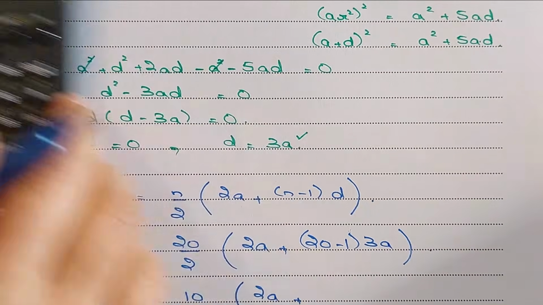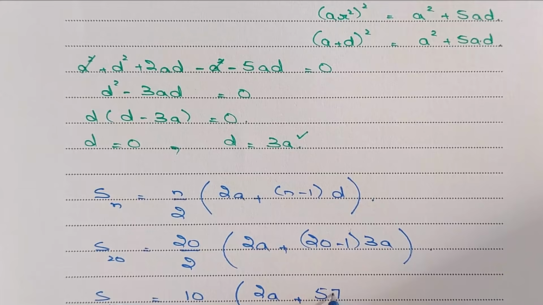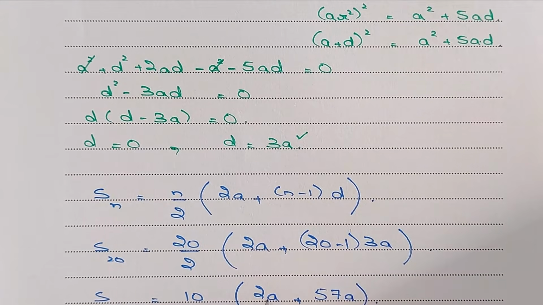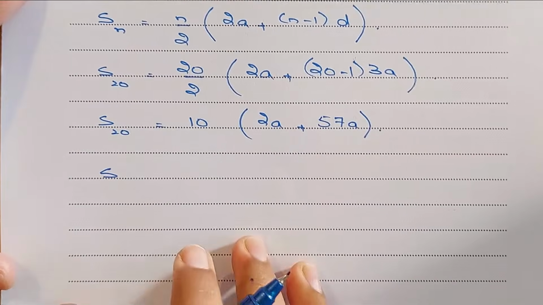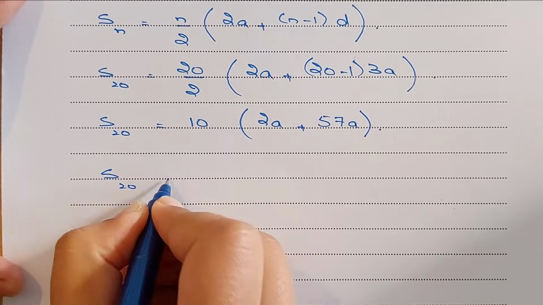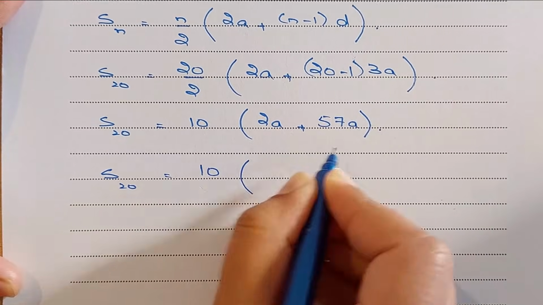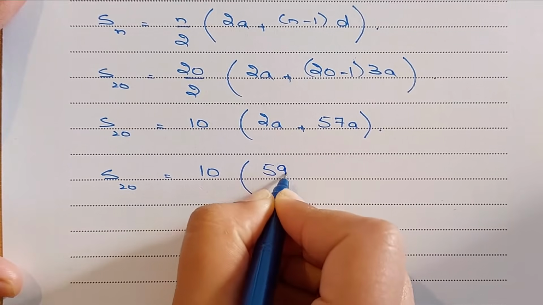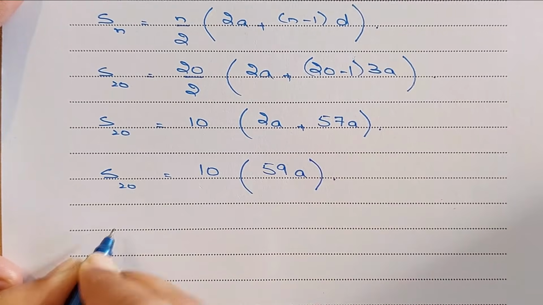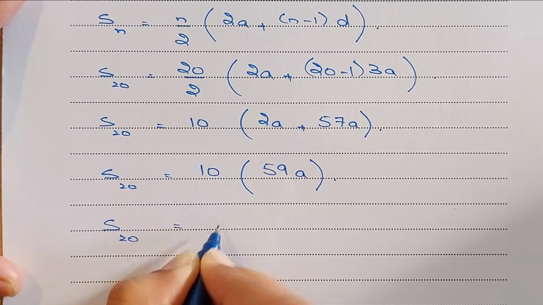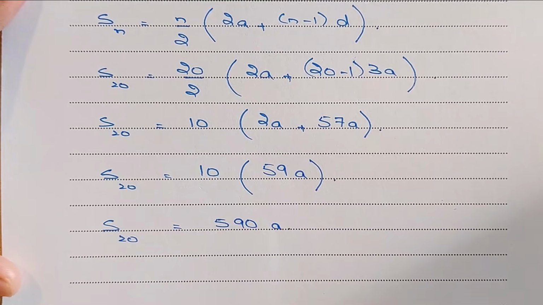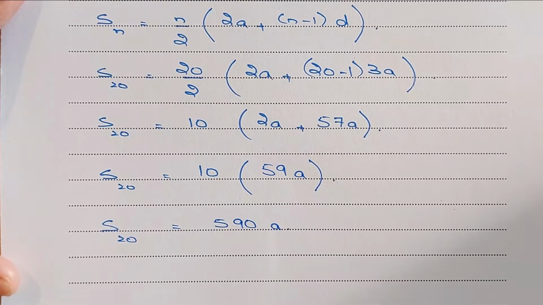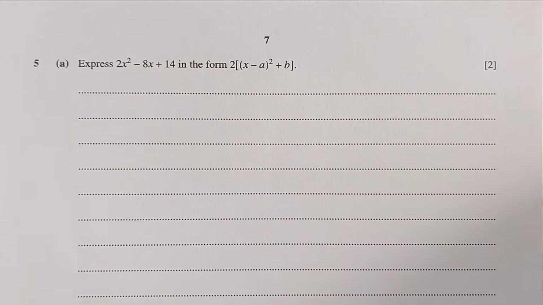19 times 3 is 57, so 57a. 57 plus 2, so S20 we have 10 into 59a. So S20 is equal to 590a in terms of a. So this is the sum of the first 20 terms of the arithmetic progression in terms of a.